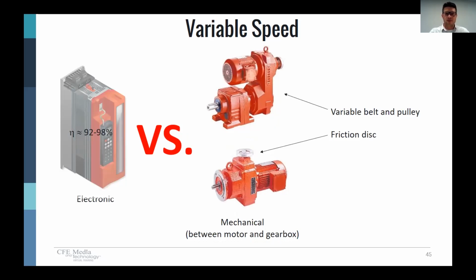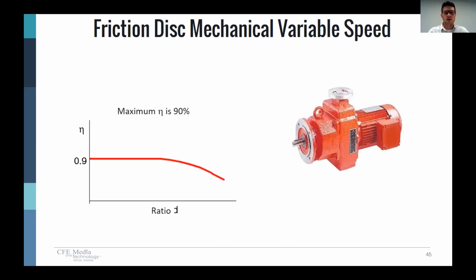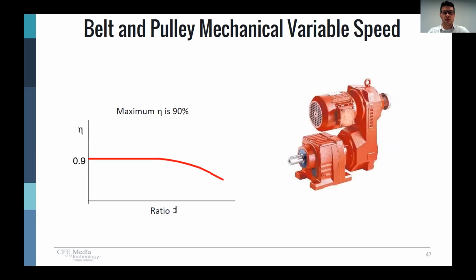But remember, an inverter is about 92 to 98% efficient. We'll compare that to those mechanical variable speeds. The maximum efficiency you can get out of a mechanical variable speed friction disc is about 90%. As your ratio goes up, the output speed goes down, and your efficiency drops off as well. So that's less efficient than the inverter right off the bat, no matter what you do. The same goes for the belt and pulley option. It's a similar operating curve, where as the ratio goes up, your efficiency drops off. So they're not as efficient as the VFD, and they certainly can't make the motor more efficient like a VFD can.